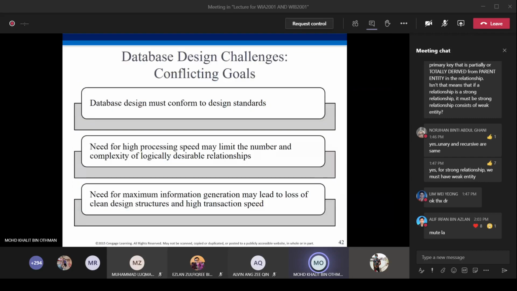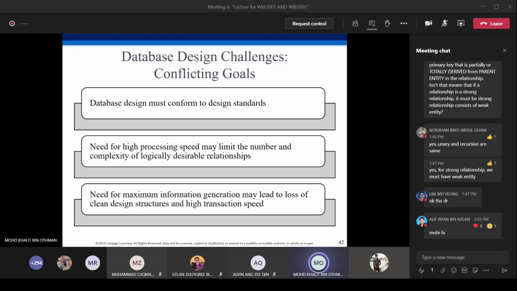Okay, the last slide is the database design challenge, which is conflicting goals. Database design often requires the reconciliation of conflicting goals, and the database design challenges in the real world include, based on this slide, the following.